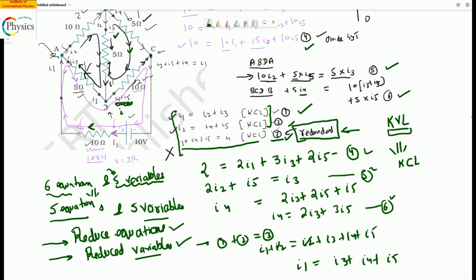I did not take I6. Don't do this. If you can get a current in this branch by KCL, which is the sum of this current and this current, which is entering this, don't introduce I6. Do not increase the variables. Keep your equations as low as possible.